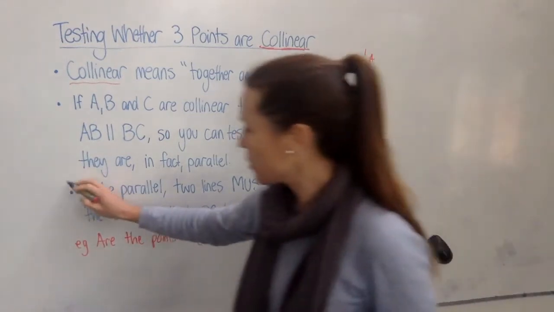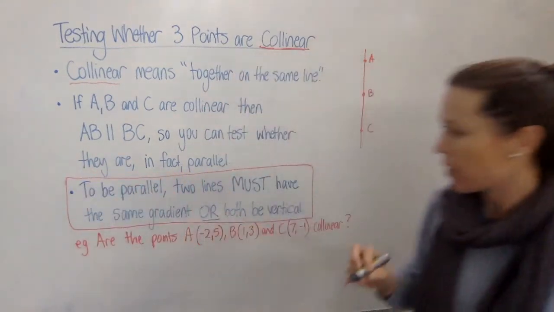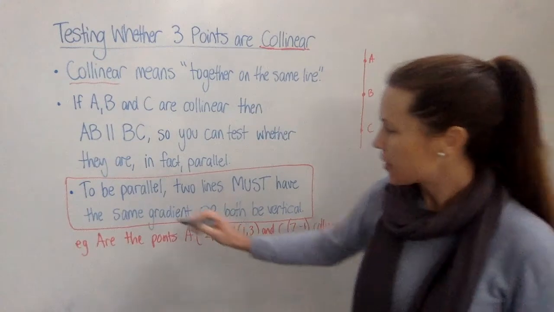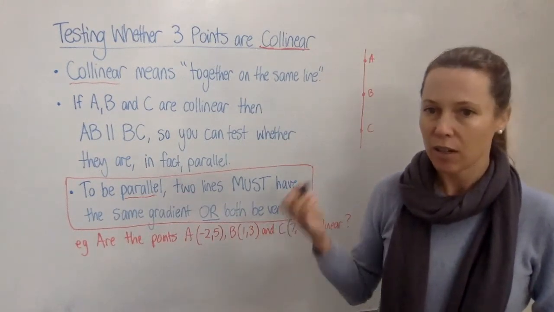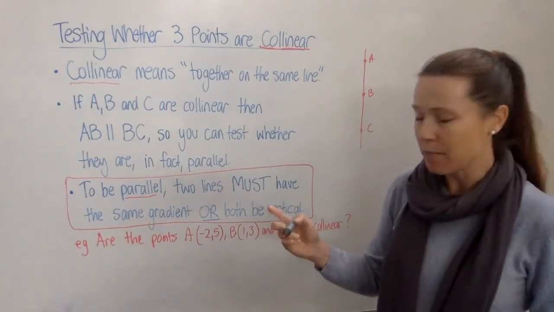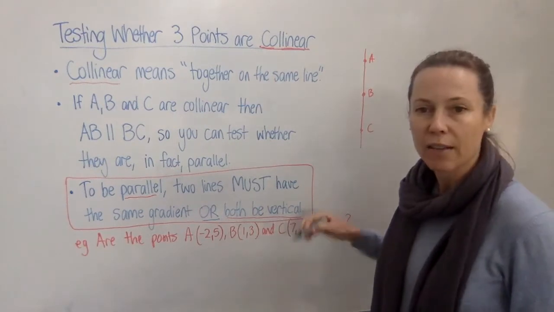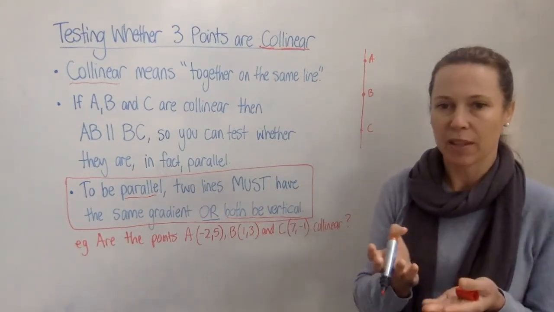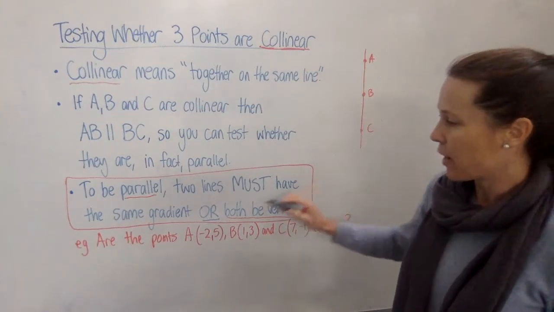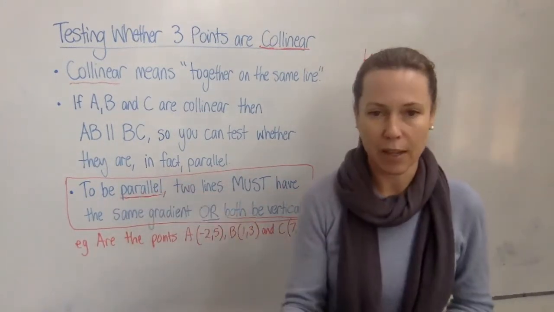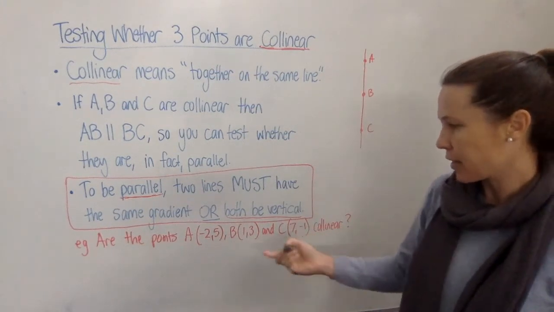Now, an important definition here that you probably need to put a bit of a box around, or just pay attention to, is that to be parallel, two lines have to have the same gradient. So you're really just checking if the gradient is the same, but don't forget that there's one important exception. Vertical lines have an undefined gradient. So as you go to find their gradient, you're not going to get an answer. So you need to really pay attention to the fact that being parallel means having the same gradient or both being vertical. All right, so let's have a look at an example here.